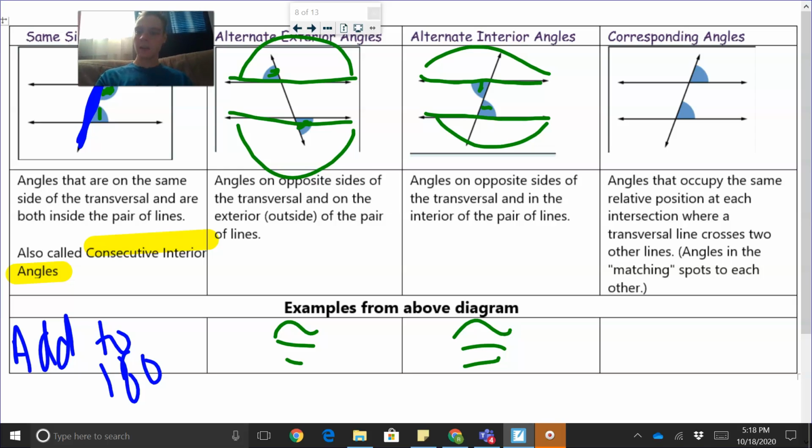And corresponding: here the angles are on the same side of the transversal, one's interior, one's exterior. The way I think of it is a copy and paste. If I was to copy this top angle, pick it up and paste it below, they will lie on top of each other. These are also congruent. So we have same side interior, supplementary. Alternate exterior, alternate interior, and corresponding are congruent.